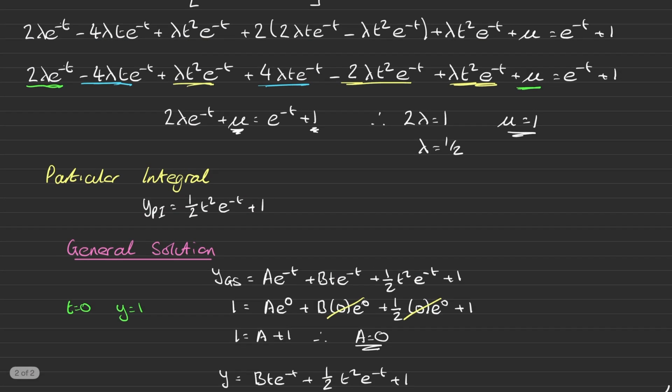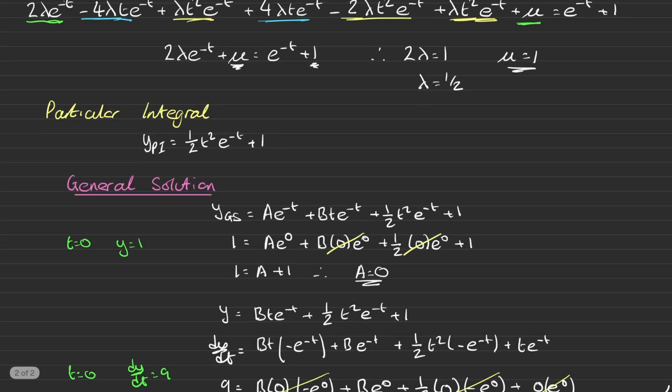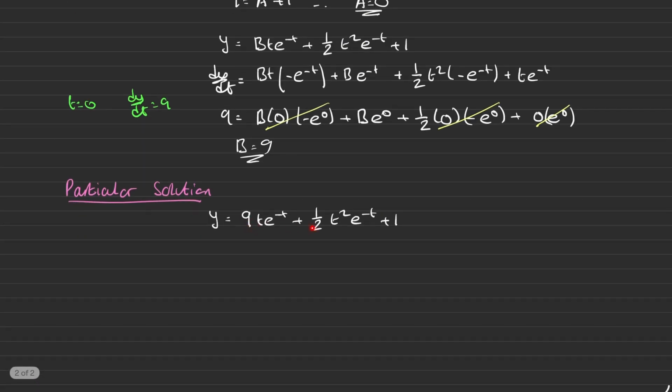If we go back to the question, for part C, hence determine the maximum concentration of nitrates after the crops were watered. So we need to work out dy by dt and then set that equal to 0. That will give us the value of t, which we can then substitute back in to our particular solution to give us our maximum. So do you want to work out dy by dt from this yourself? Again, you can pause the video and come back when you're ready.